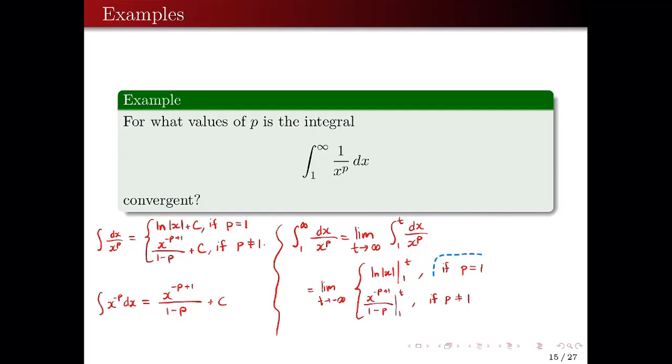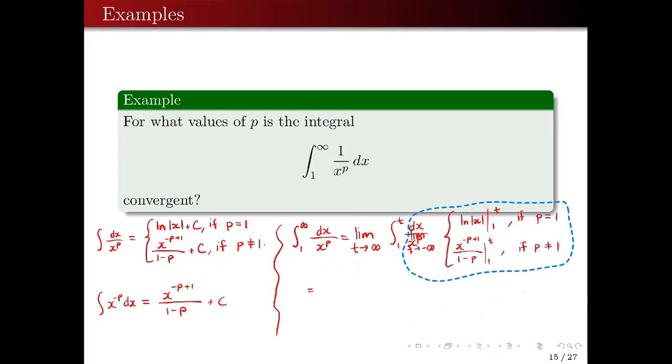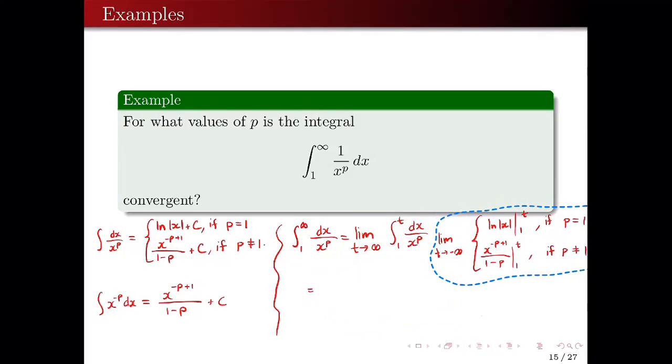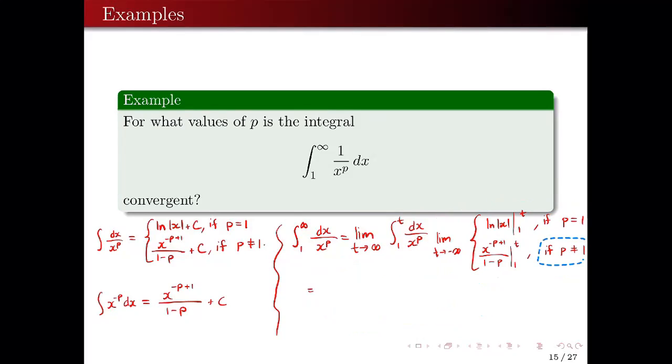Let me try to adjust this. Okay, so we can put it here. So we can manage the spaces here.